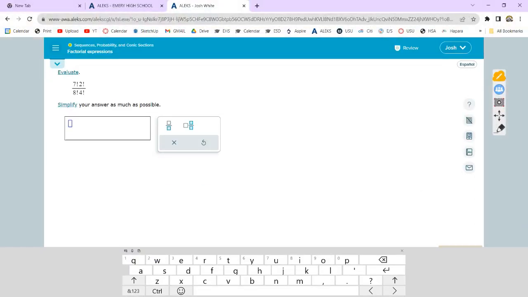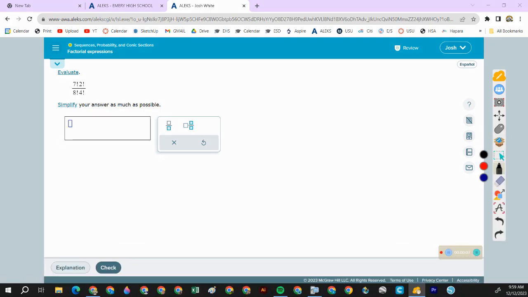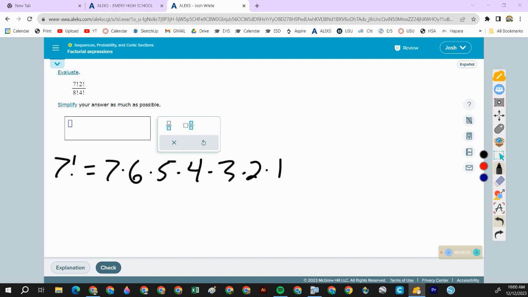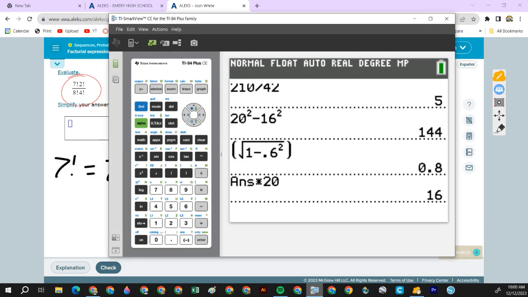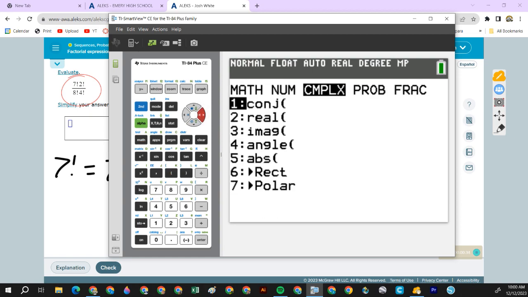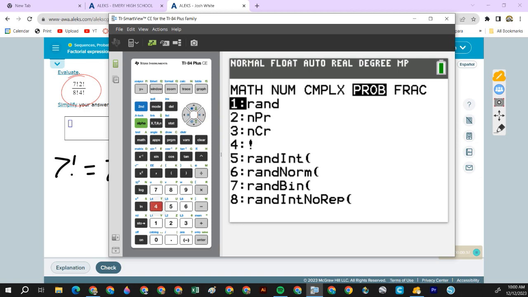Here we are calculating some factorials. So remember, 7 factorial just means 7 times 6 times 5 times 4 times 3 times 2 times 1. If I wanted to calculate all of that, I could use my calculator. Let's actually put these in parentheses. 7, and then I go math over to probability, and then 4 is the factorial button.